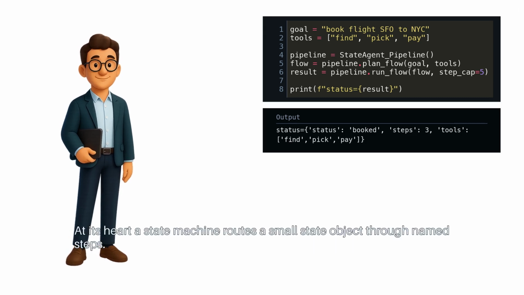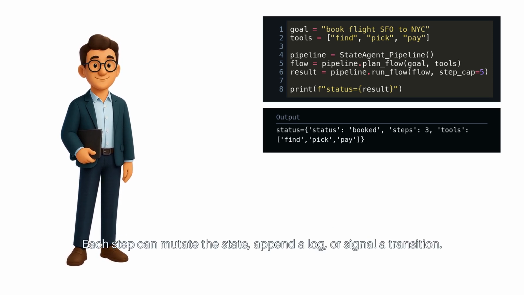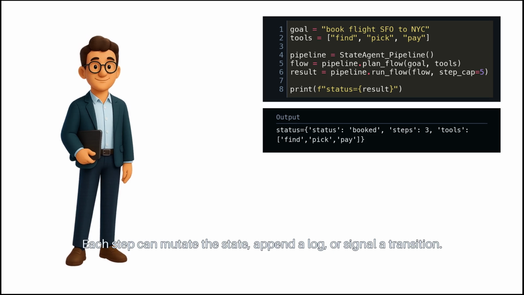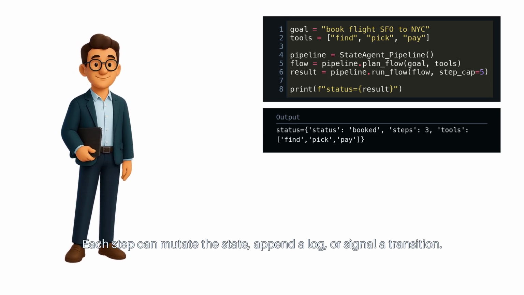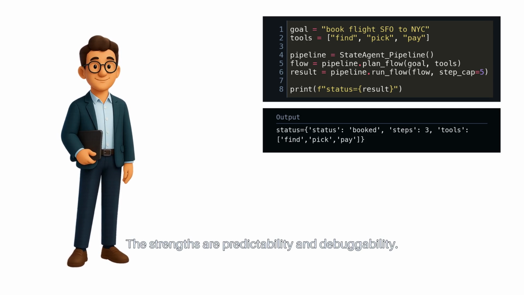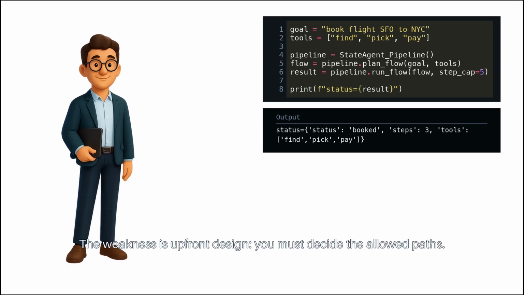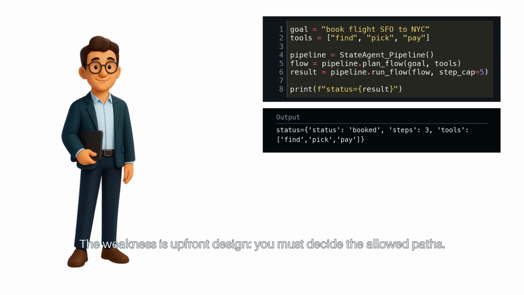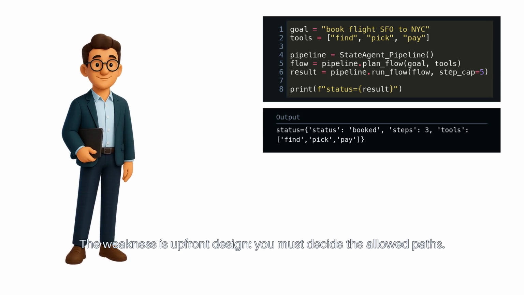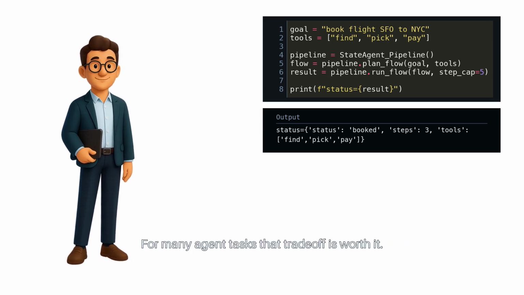At its heart, a state machine routes a small state object through named steps. Each step can mutate the state, append a log, or signal a transition. The strengths are predictability and debuggability. The weakness is upfront design. You must decide the allowed paths. For many agent tasks, that trade-off is worth it.